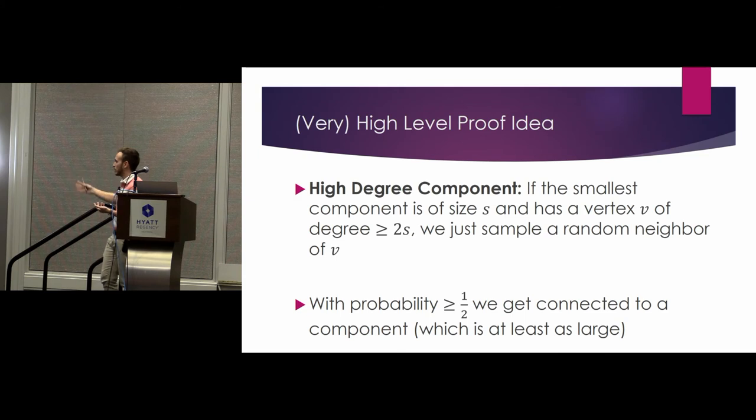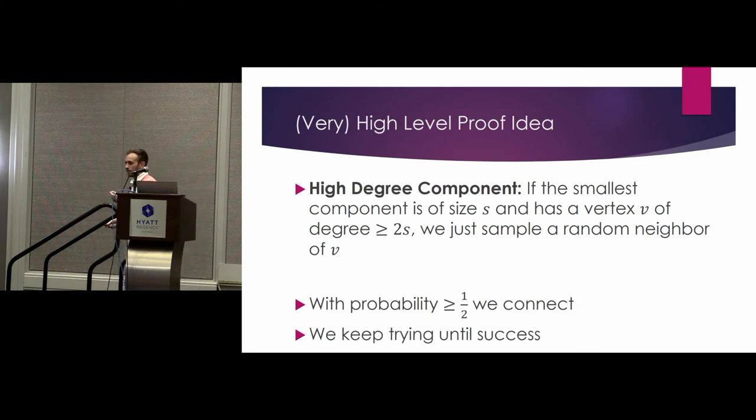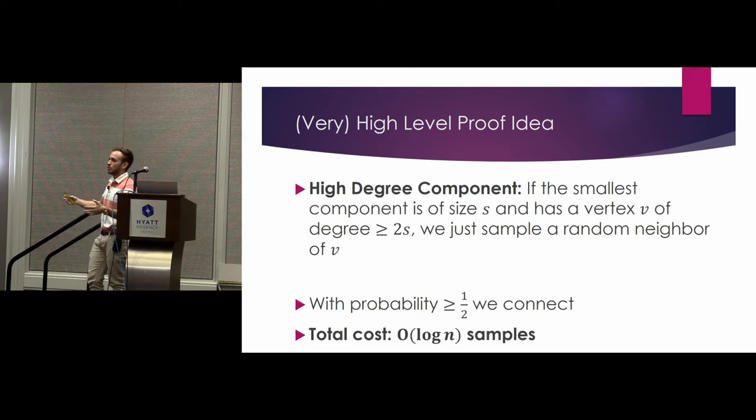So I'm likely to get connected to something, and I'm just going to do it again and again until I manage to connect it to anything. So in expectation, this would take twice, basically. I would need two tries in order to connect it to something. And every time I did manage to connect a component to something, the size of the component doubles because I only tried to connect the smallest component to other things.